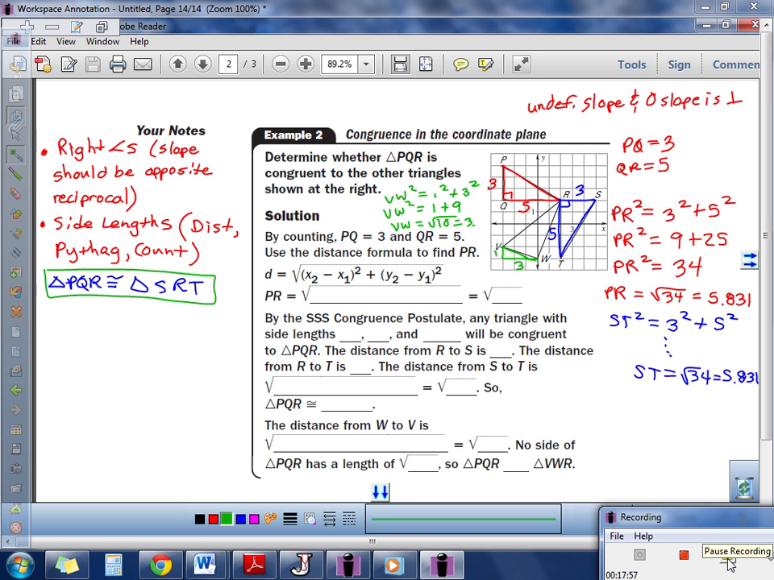So we can prove these two are the same because we proved what about them? Side, side, side. That's the key fact on that one. We proved their side lengths match. We have our 3s, our 5s, and then both of their hypotenuse parts match.